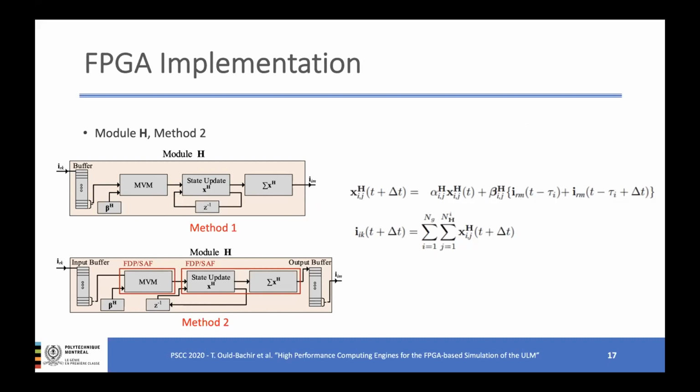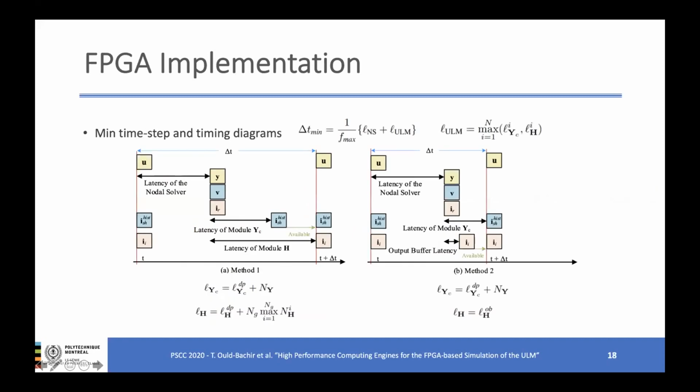I'll go back to the previous slide. So I'll compute the value that is needed and I'll put it in the memory, and that one will be read whenever needed. If I go to the next slide, what we see here is we have the nodal solver that computes the Y, the V, and the incident current. And once these are available, the YC module and the H module will start their computation. So if we simply implement it as the equations are written, we'll see these latencies, and the latency of the line will be the maximum value of the two latencies. So this is shown here.